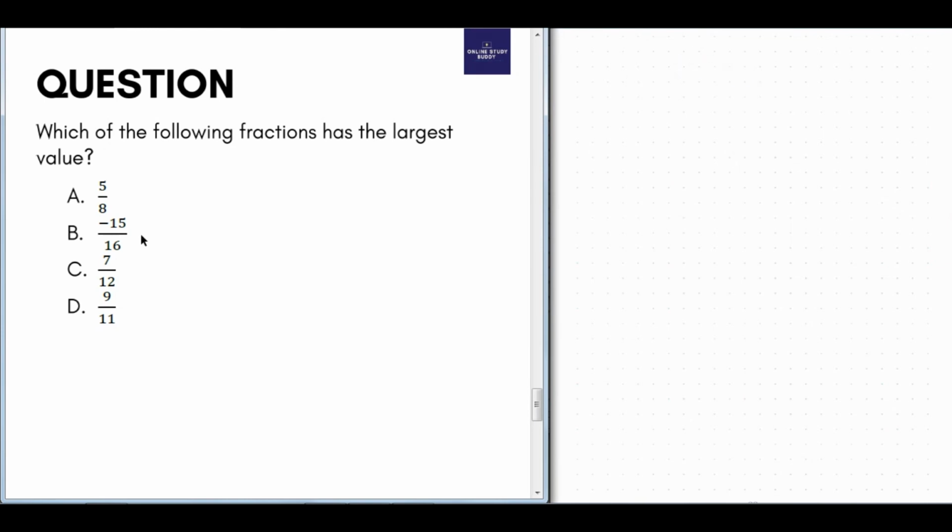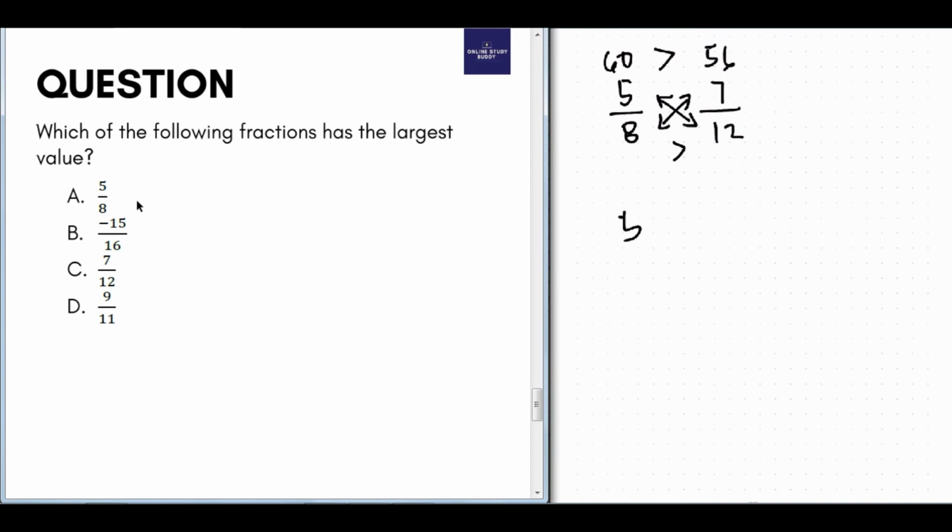So, sa pag-compare ng fractions, we can use yung cross multiplication. First, we have 5 over 8. Compare natin with 7 over 12. So, we just cross multiply. So, we have 5 times 12 equals 60. Dito sa taas natin siya ilalagay. Then, we have 7 times 8 is 56. So, 60 is greater than 56. So, 5 over 8 is greater than 7 over 12.